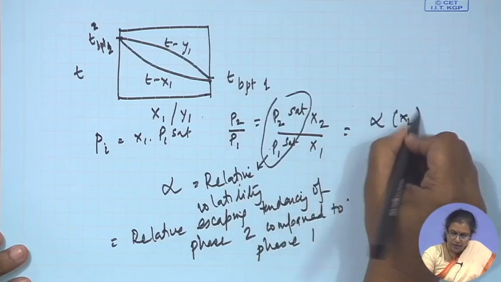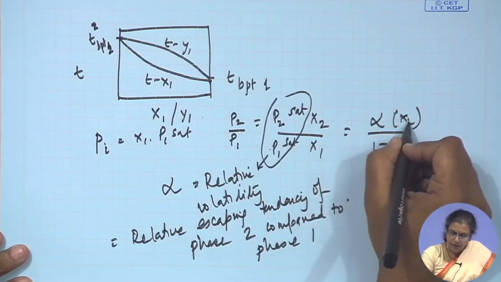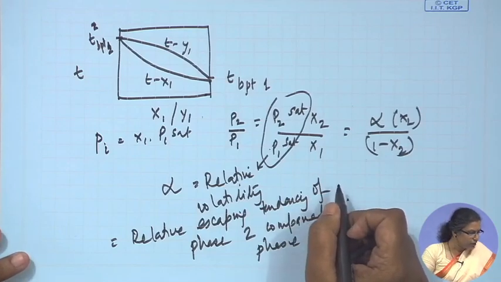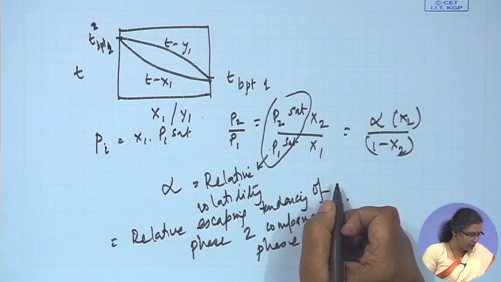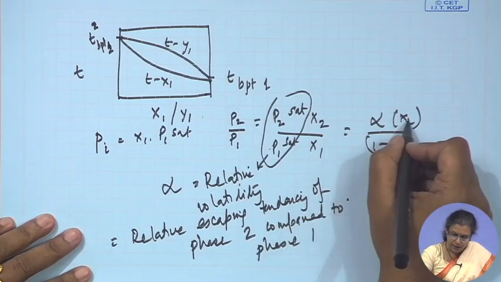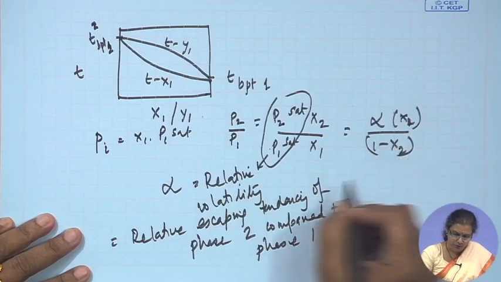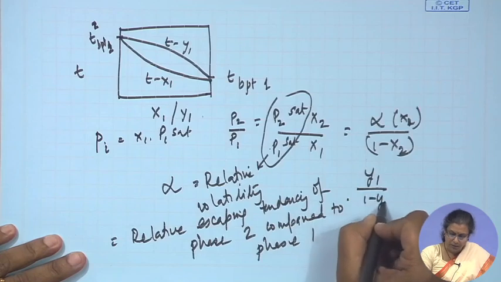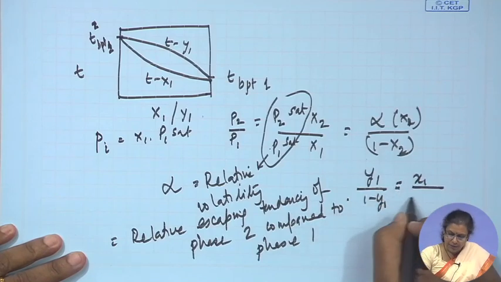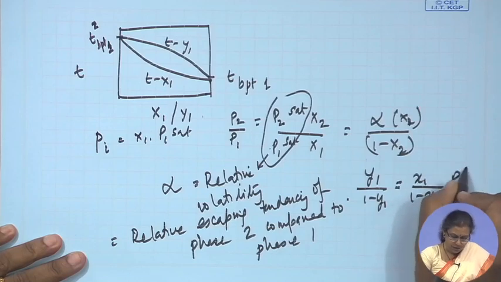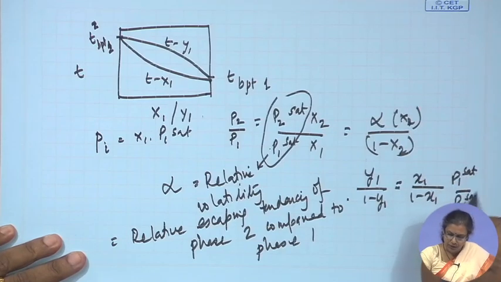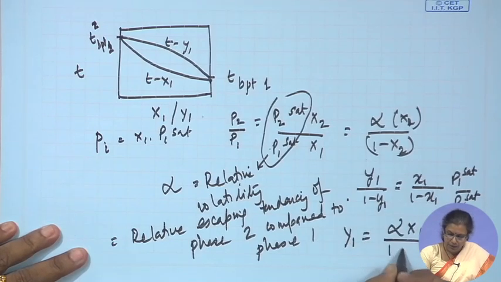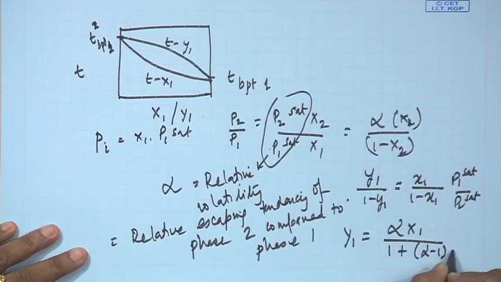alpha into x2 by 1 minus x2, we can write it down in this particular term, from where we can find that, sorry, this is y1, let it be y2, it does not matter. From here we find that y1 by 1 minus y1 is nothing but x1 by 1 minus x1 times p1 saturated by p2 saturated. From here what do we get? We get y1 equals alpha x1 by 1 plus (alpha minus 1) x1.